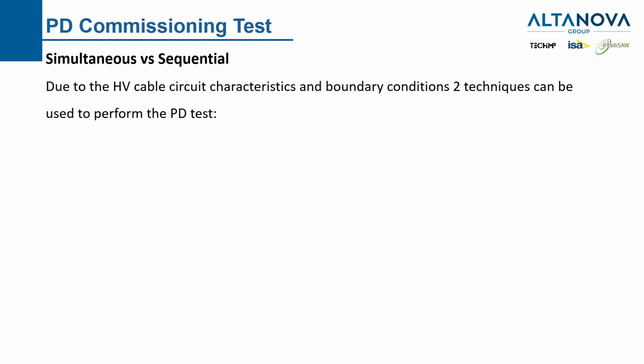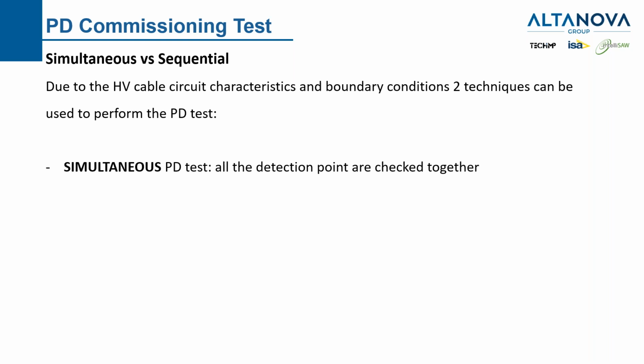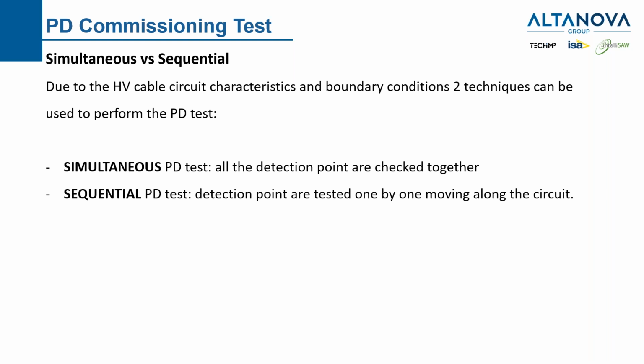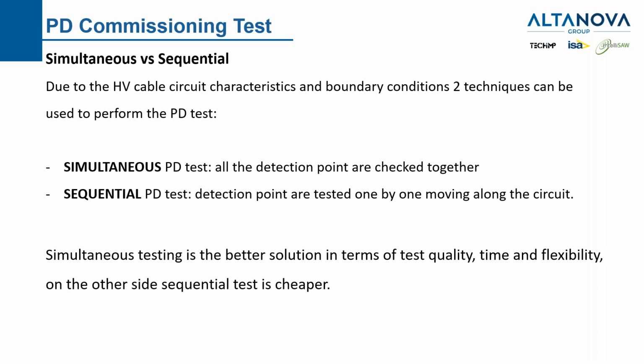Here, there is another, let's say, doubt for the offline. We can say that there are 2 solutions mainly: simultaneous test and sequential test. In simultaneous PD test, all the detection points are checked together. In the sequential, we have some crews moving along the circuit, testing the cable accessory by accessory. Obviously, for us, it's better to have the simultaneous testing because it means that we have instruments installed on every accessory, and we can control them from remote one by one, make an easy check, and we can do it during the 1 hour AC test.